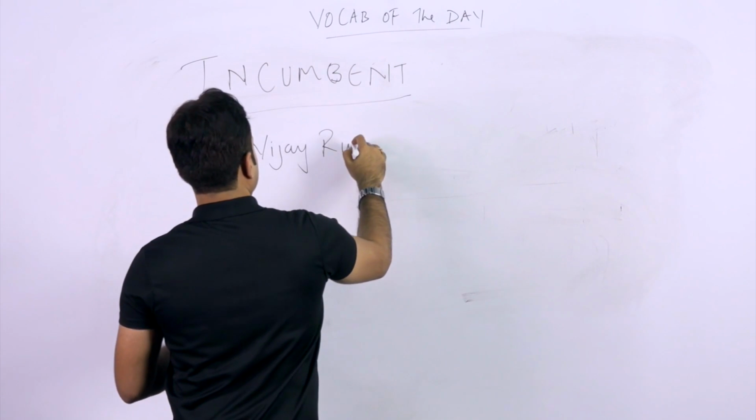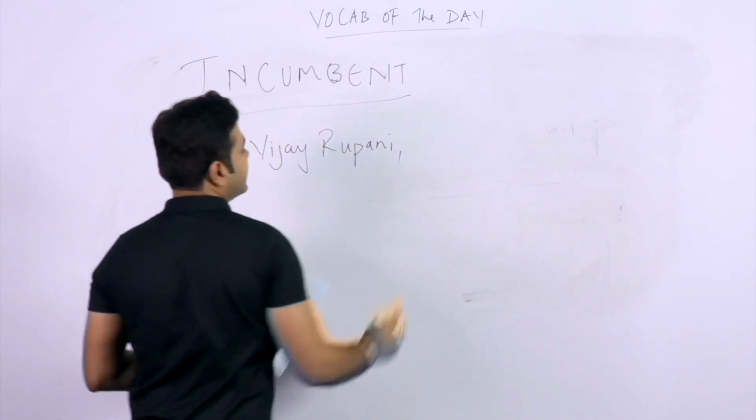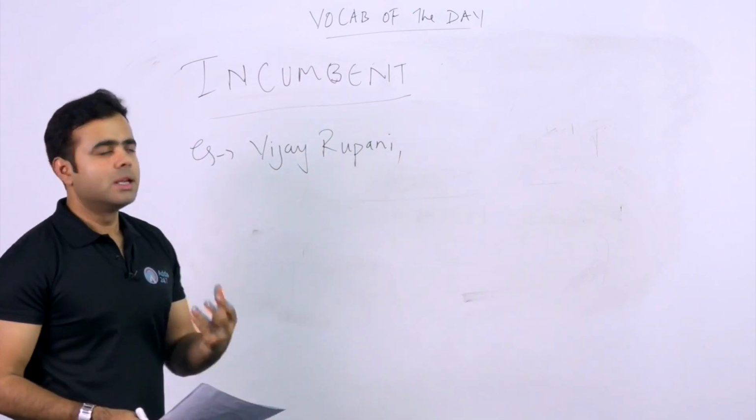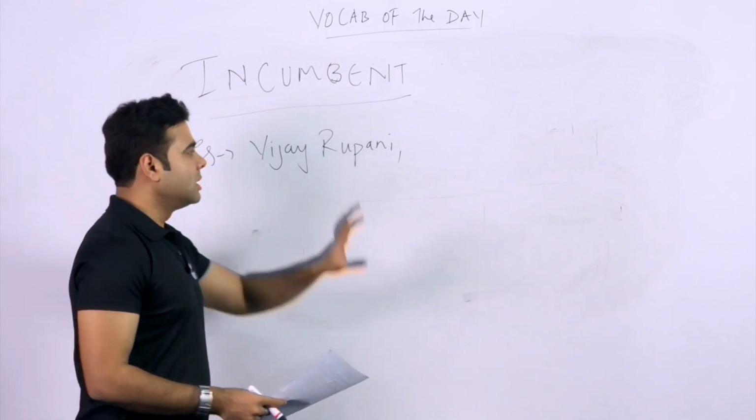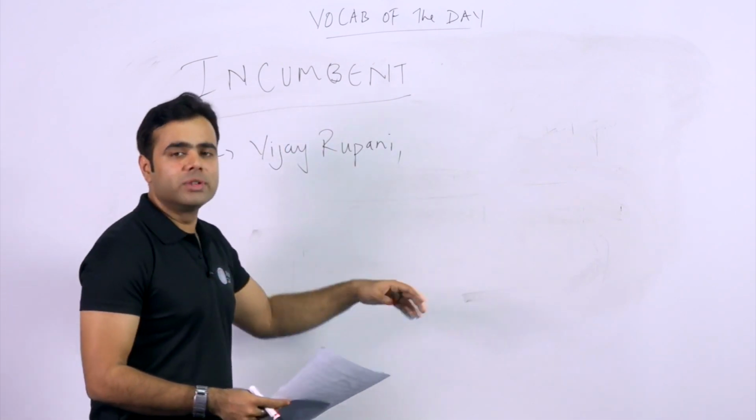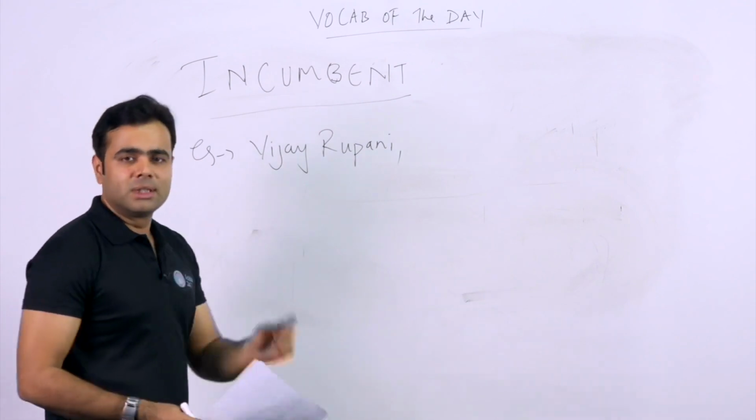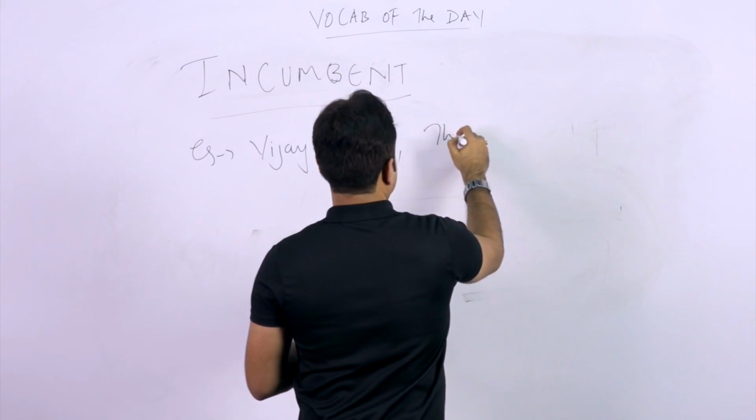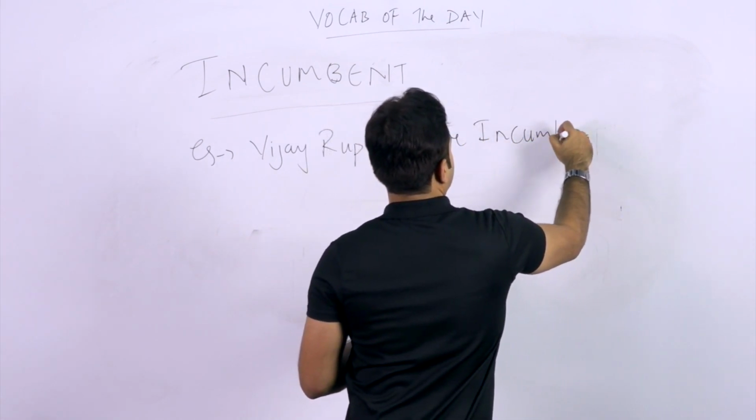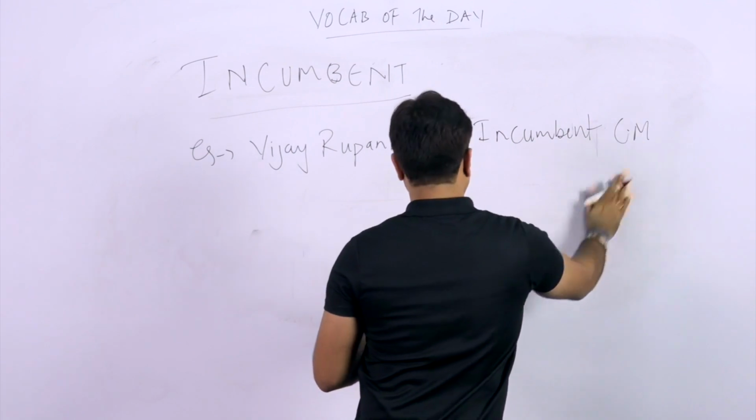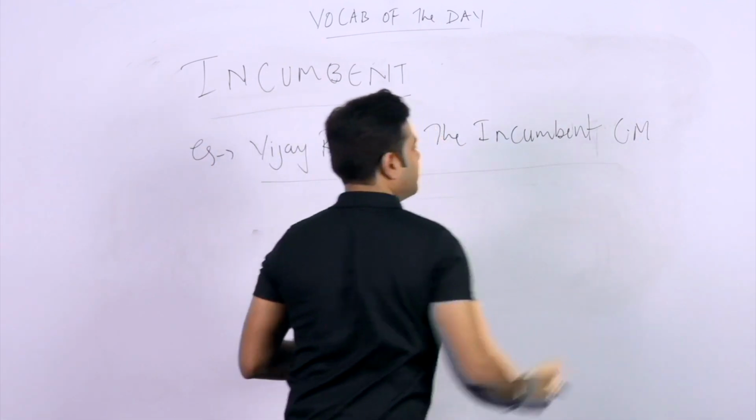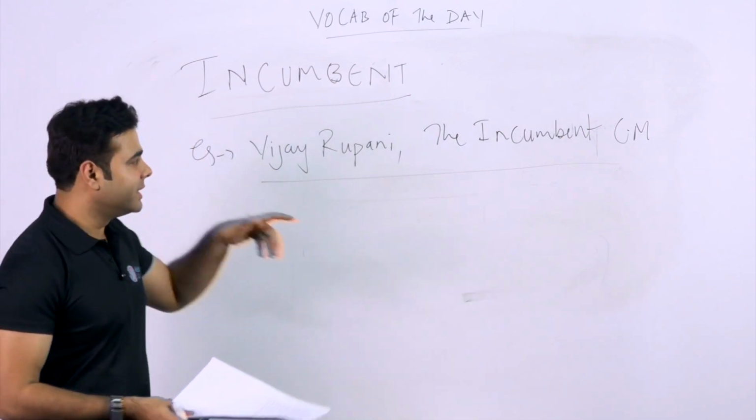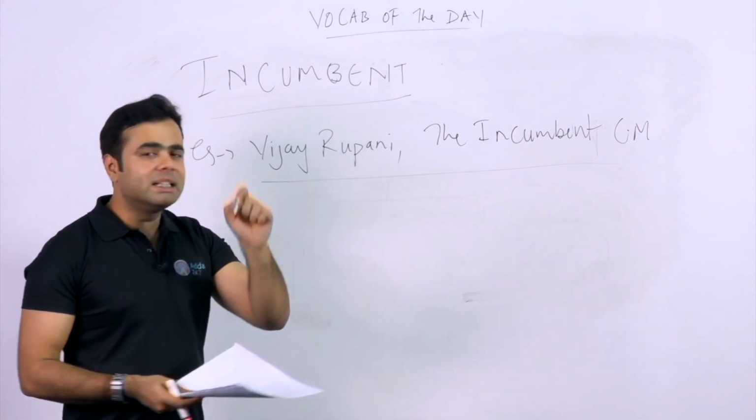Vijay Rupani. Now, is it required for me to introduce who Vijay Rupani is? Every student out there must know who he is, because you are obviously preparing for exams, and you must have heard this name in recent news. The incumbent CM. I won't write the complete sentence now. It's not necessary, because everyone must have got the exact meaning of the word incumbent. Vijay Rupani, the incumbent CM.